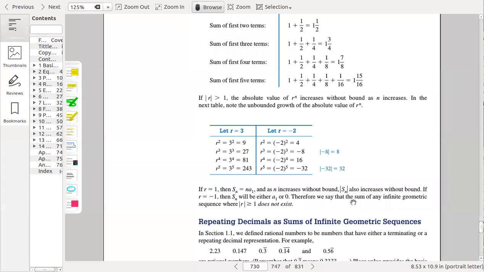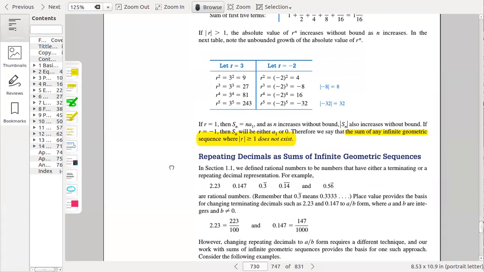Therefore, we say that the sum of any infinite geometric sequence where absolute value of r is greater than or equal to 1 does not exist. This is the point to be noted: the sum of any infinite geometric sequence with absolute value of r greater than or equal to 1 does not exist.